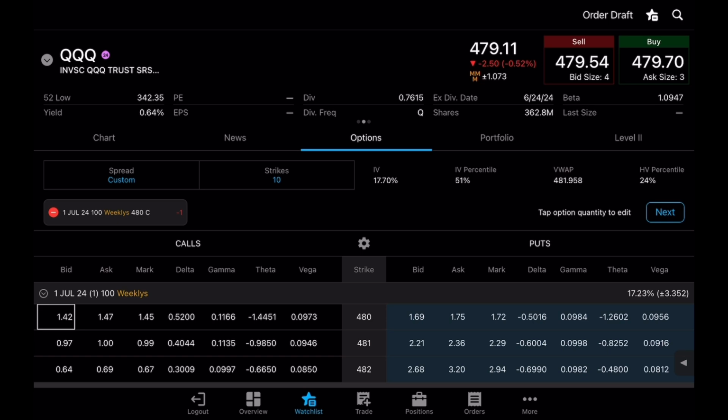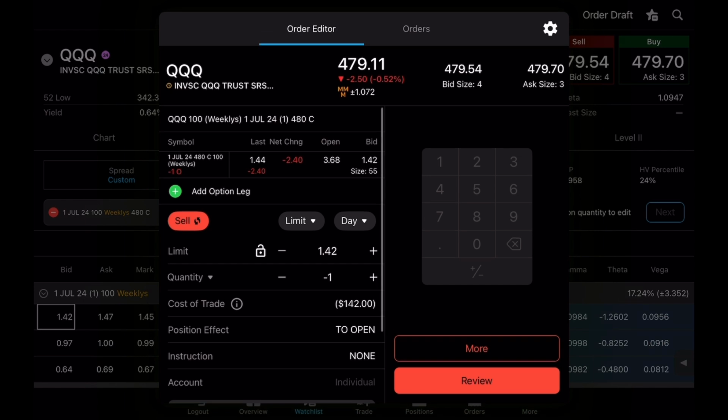So when you touch on it, it'll pull up. Then you're going to see where it says tap option quantity to edit. Go ahead and hit next. And from here, it's going to show you the order editor. So let's go ahead and break this down in more detail as well, so you have full scope of how to order essentially what you would want for your stock.